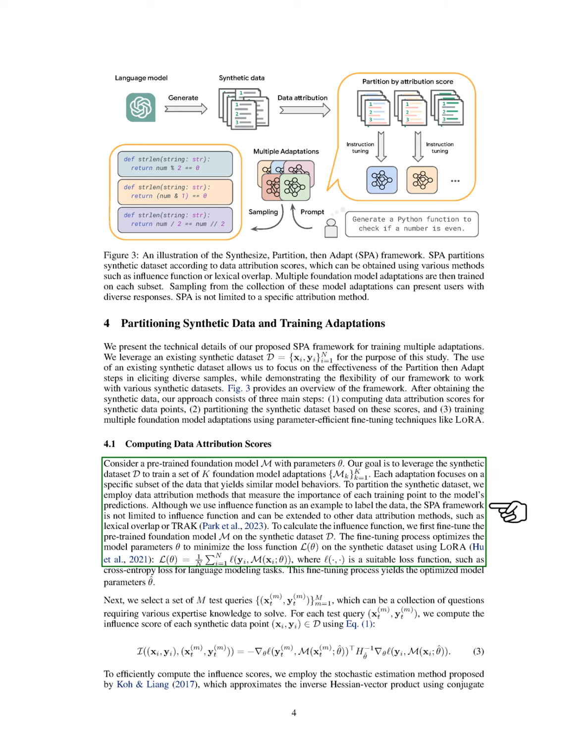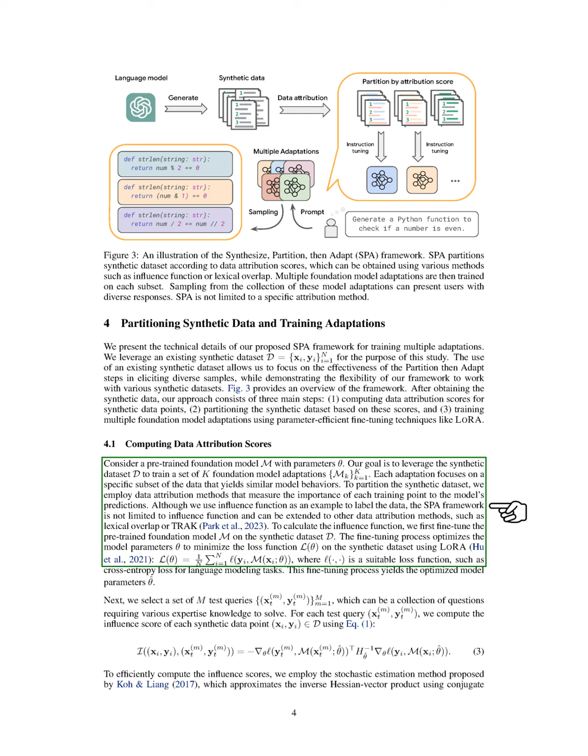We use data attribution methods to assess the importance of each training point for the model's predictions. While we demonstrate the use of influence functions, our framework can also incorporate other methods like lexical overlap or TRAK. Initially, we fine-tune the pre-trained model on the synthetic dataset to optimize its parameters, minimizing a loss function that measures prediction errors. After fine-tuning, we select a set of test queries that require various expertise to solve.